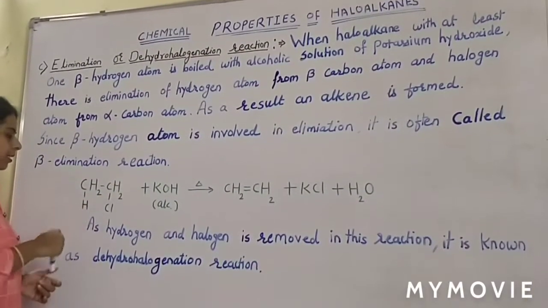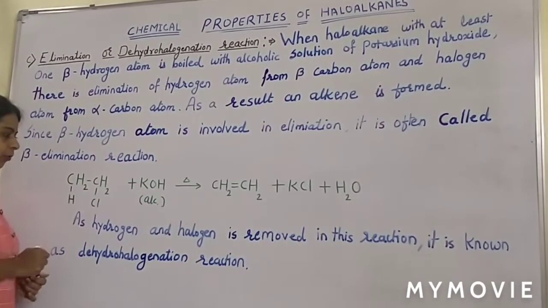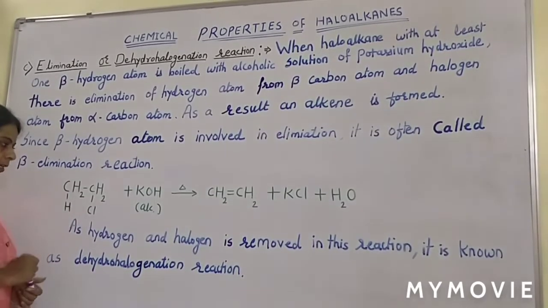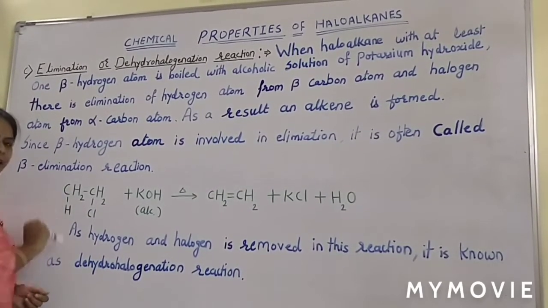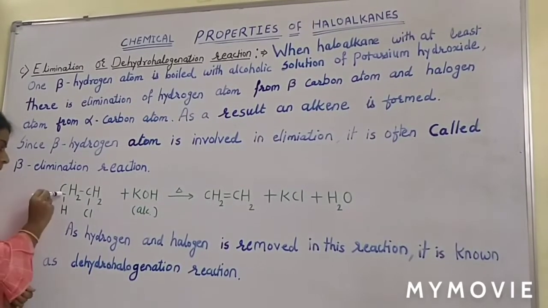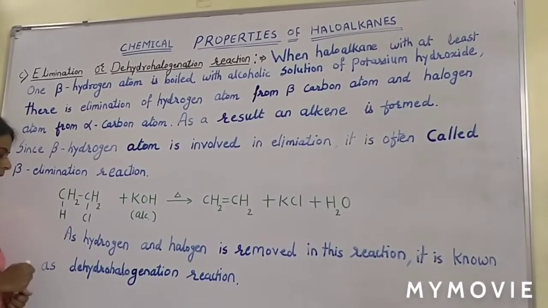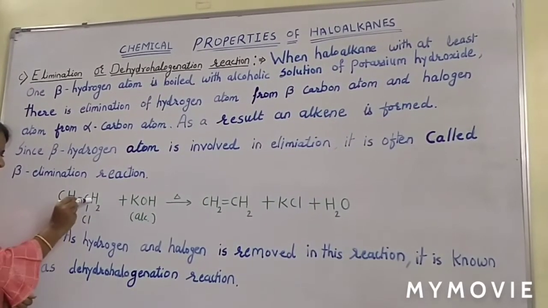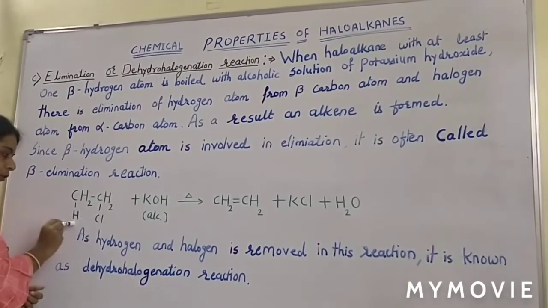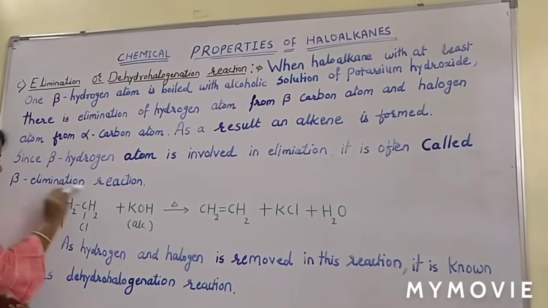This is our haloalkane, CH3, CH2, Cl. Now this is our functional group. The carbon atom where the halogen is attached is our alpha carbon atom, and after the alpha, the next carbon is a beta carbon atom. The hydrogen attached to the beta carbon atom is a beta hydrogen atom, and the halogen is attached to the alpha carbon atom. Now both of them will be removed from this compound.